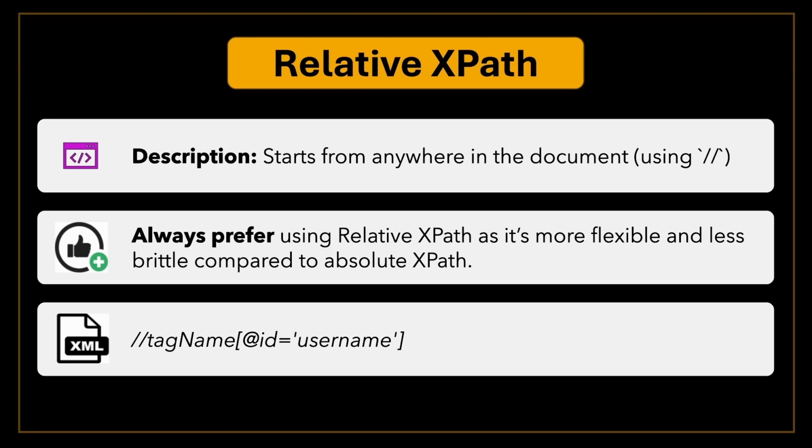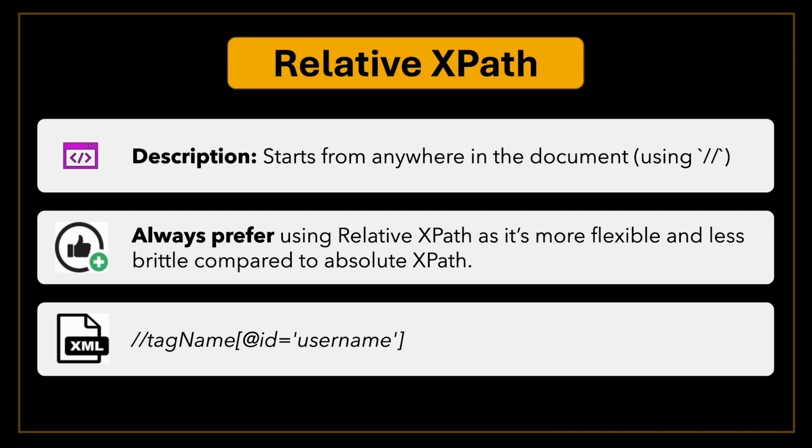Below is an example. Double slash, then the tag name that you want to identify, and then any attribute that it has to identify it uniquely. Always prefer to use relative XPath as it's more flexible and less brittle compared to absolute XPath. In this tutorial, I'll just get you familiar with how to use relative XPath locator for simple structure. XPath is a vast topic, so we will create a separate tutorial for more advanced usage of XPath.